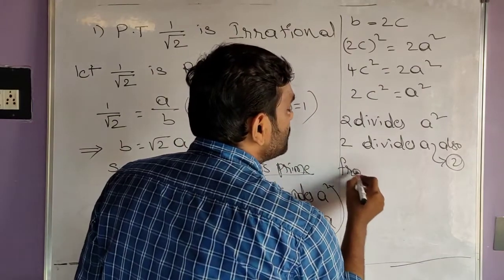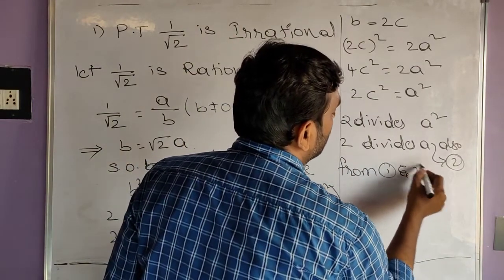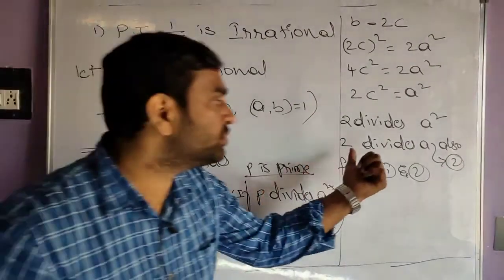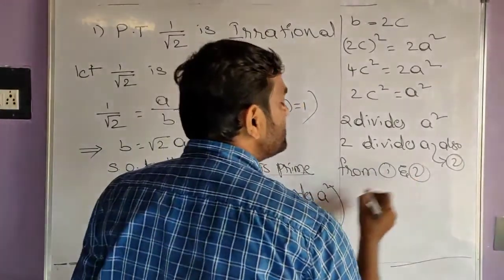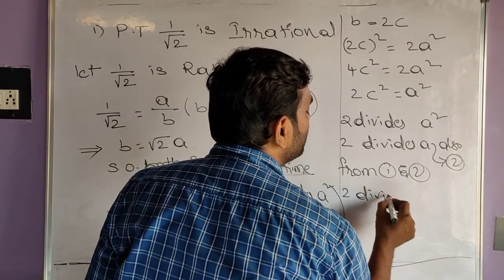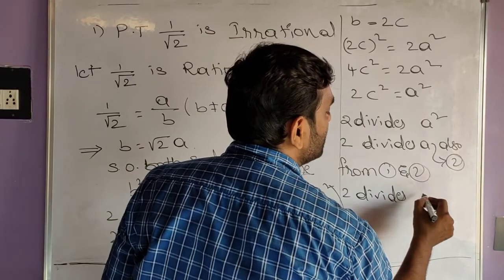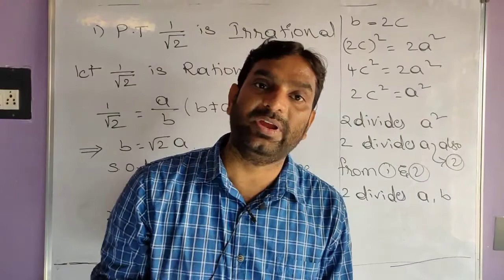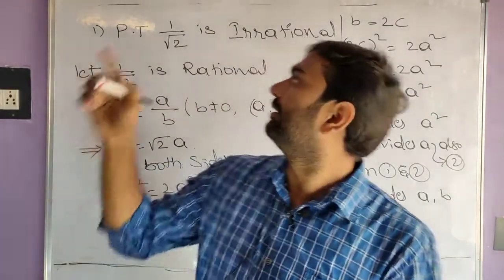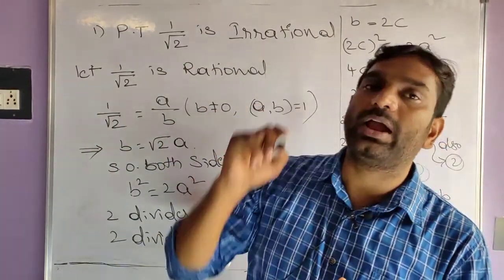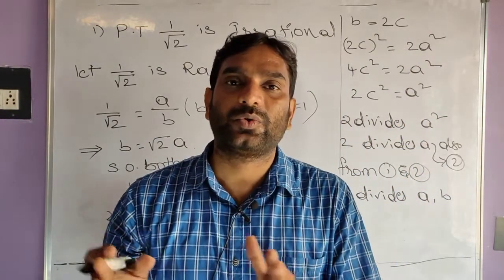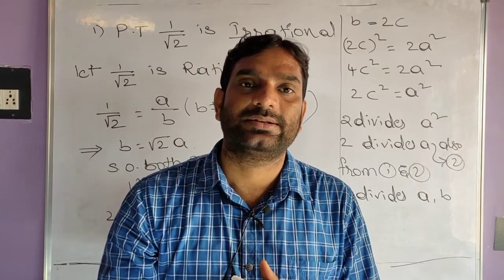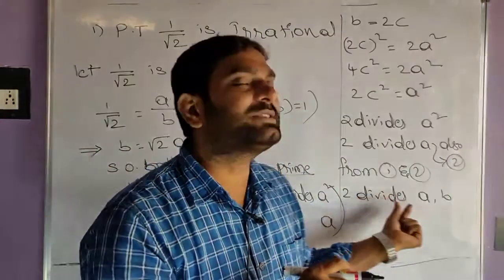From equations 1 and 2: what is 1? 2 divides b. What is 2? 2 divides a. So from equations 1 and 2, 2 divides a and b. But a and b are co-primes, nothing but not having the same factors. But here 2 divides a and b.